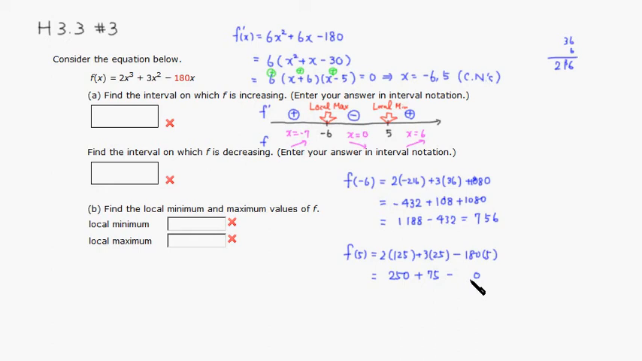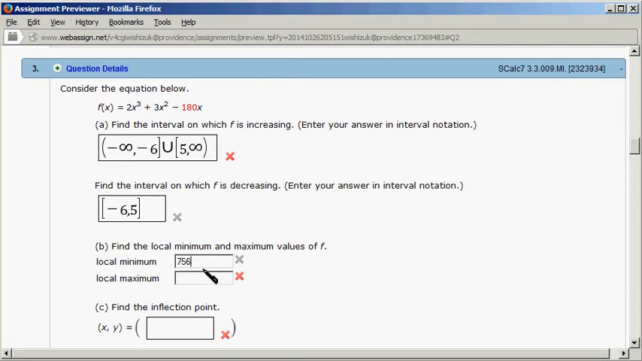5 times 8 is 40, and 5 times 1 is 5, so it's 900. So this is going to be 300, let's see, 25, right, minus 900 would be 575, right? So this is going to be 575.